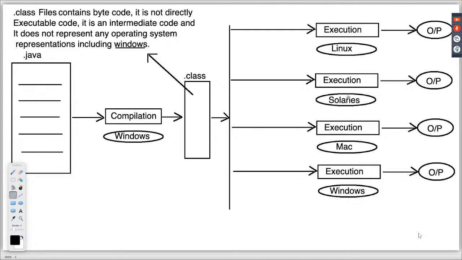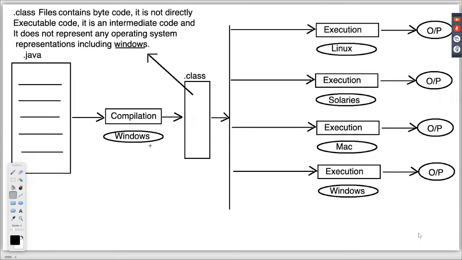Do I have to execute it on Solaris operating system or not? Do I have to execute it on MacBook or not? Do I have to execute it on Windows? But remember one point, if you want to execute any code in Linux operating system, that code must have Linux representations. If you want to execute any code on Solaris, that code must have Solaris representations. If you want to execute any code on MacBook, that code must have Mac representations. Similarly, Windows representations. But what code are we providing?